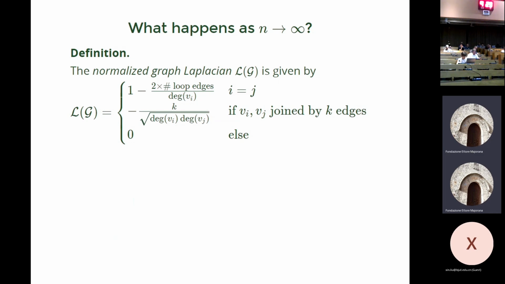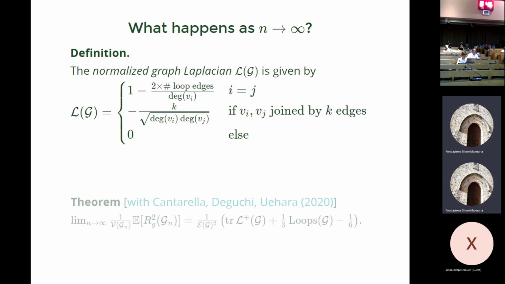All right. So to state the result, I need this thing called the normalized graph Laplacian. And here's the definition. On the diagonal, it's 1 minus twice the number of loop edges at the vertex divided by the degree of the vertex. So the diagonal corresponds to individual vertices. Off diagonal, if I have two vertices that are connected by k edges, then I get a term like this, minus k over the square root of the product of the degrees. And if they're not connected, then there's nothing there. So this is the normalized graph Laplacian.